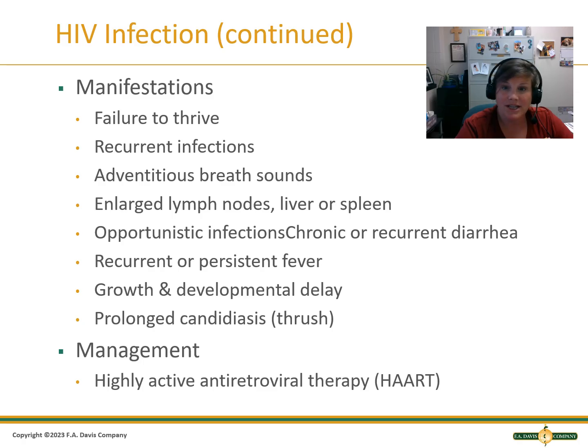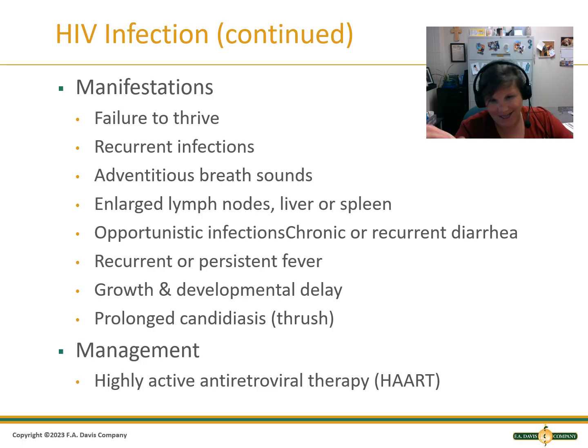Recurrent infection, even with just what we would consider simple or ordinary organisms. So things that would normally not create a severe infection in a person can cause a very severe infection in a child that has HIV. Adventitious breath sounds, so any kind of abnormal breath sounds. Enlarged lymph nodes could also result in enlargement of the liver or spleen.